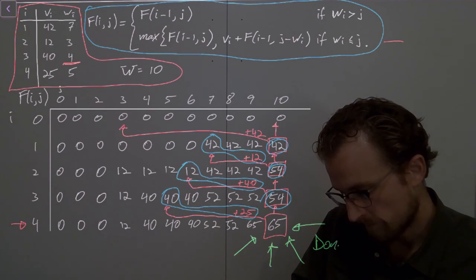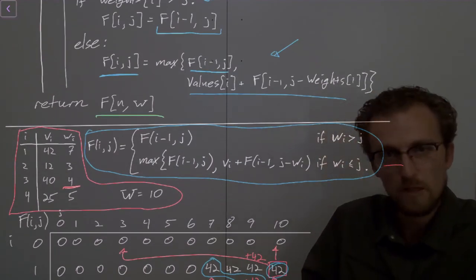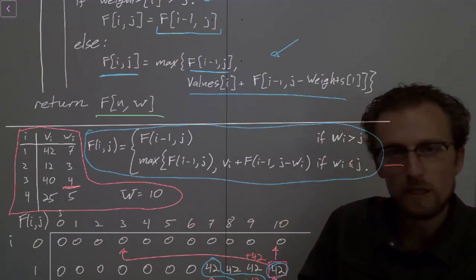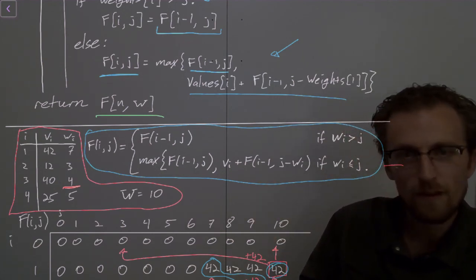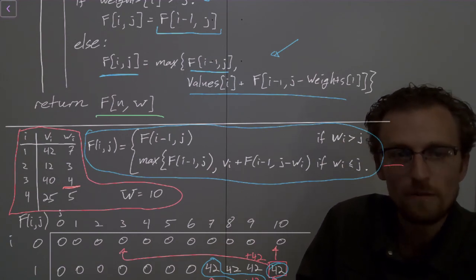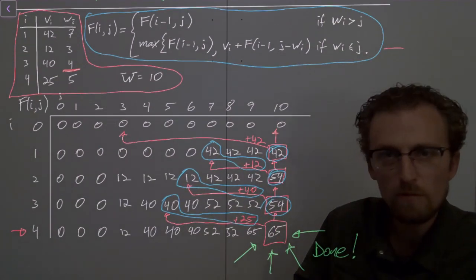And we're done. And according to our algorithm, remember the last thing we do, once we've finished all of these for loops and filled out the whole table, is we return the lower right entry in the DP table. And so we're done. The optimal value of a subset for this instance of the problem is 65.